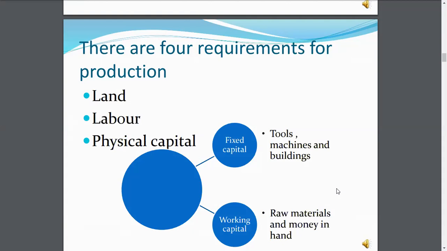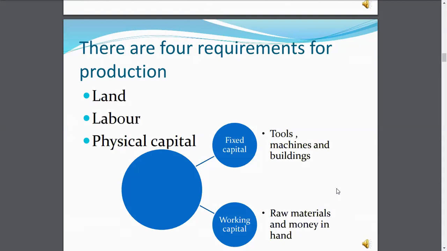Next is working capital. Working capital includes what? It includes raw materials and money in hand. That means this working capital is used up in the process of production. Raw material: if we bring wood from the forest for making some furniture, and you use that wood to make a table, then that raw material is done. The wood has been changed into a table. So the raw material has been changed into some productive item. So it's a working capital.